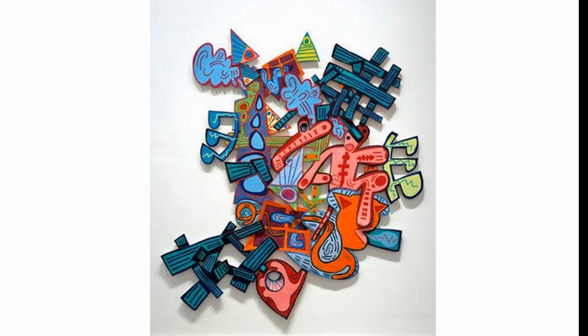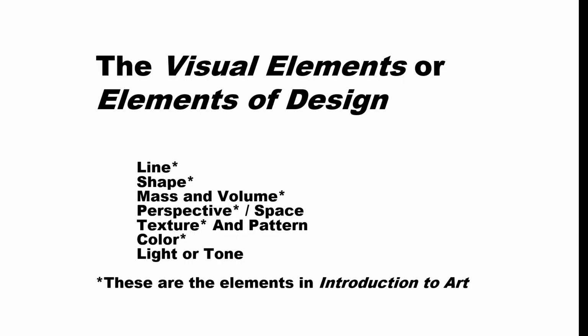How do we start talking about a work of art like this, which is by Elizabeth Murray? We can start with the basic building blocks, what are called the visual elements, or what our textbook, Introduction to Art, calls the elements of design. These are line, shape, mass and volume, perspective or space, texture and pattern, color, and light or tone. And with the asterisk, I've shown the particular elements from our textbook, Introduction to Art. These do vary somewhat depending on the source.